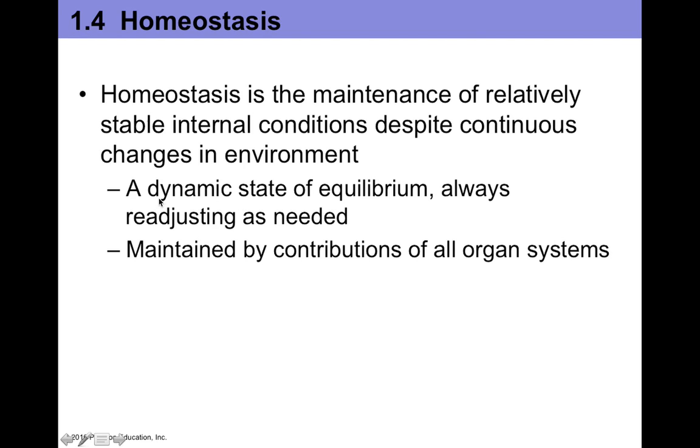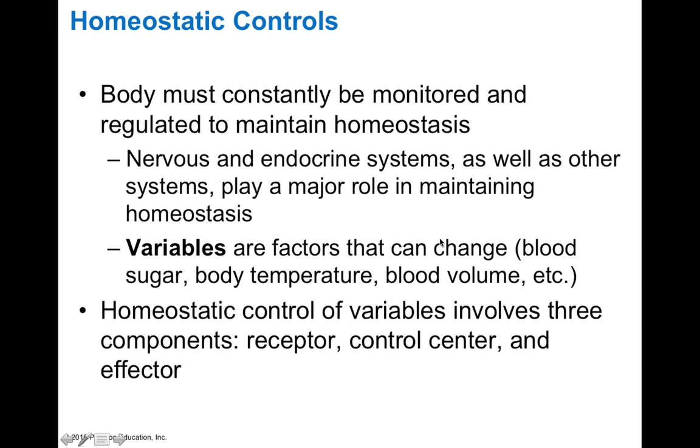So the reason why it's dynamic is that it's always readjusting as needed. So that if your blood pH becomes too acidic, well, we have organ systems that make the appropriate adjustments. Or if your body temperature gets too low, we have certain organ systems that also make the appropriate adjustments. And that way we can basically help maintain the stable internal environment. And it's actually maintained by contributions of all of your organ systems.